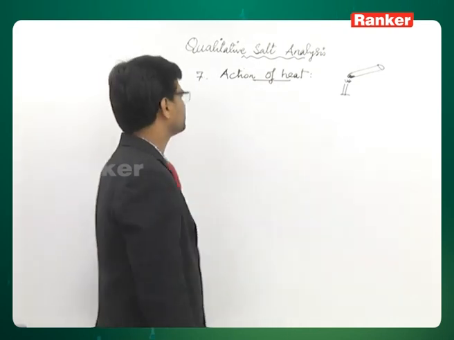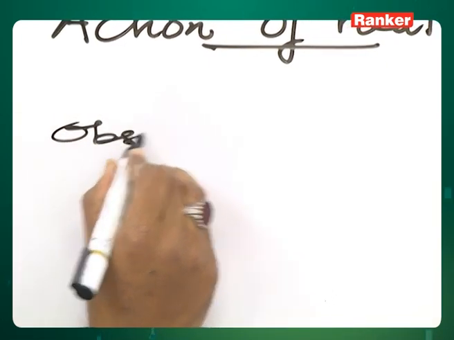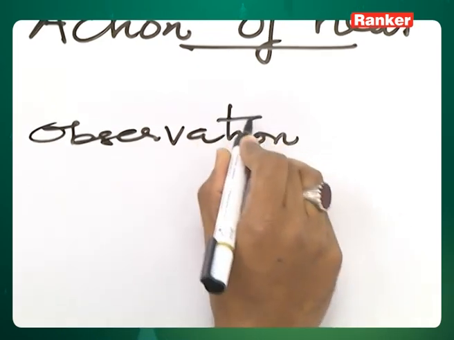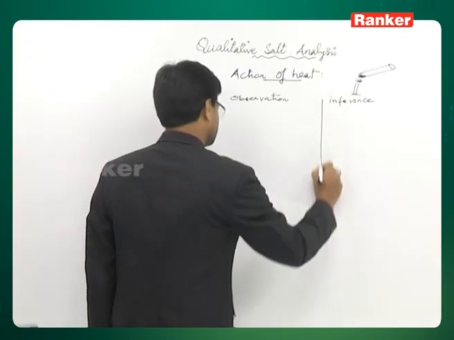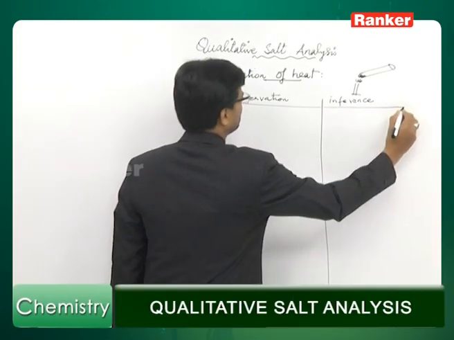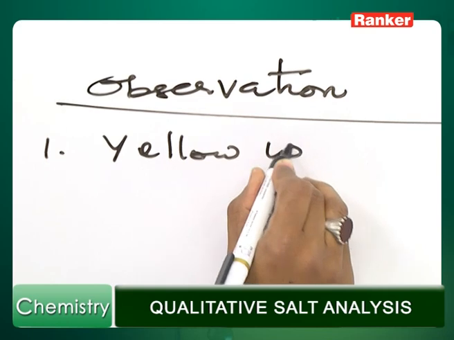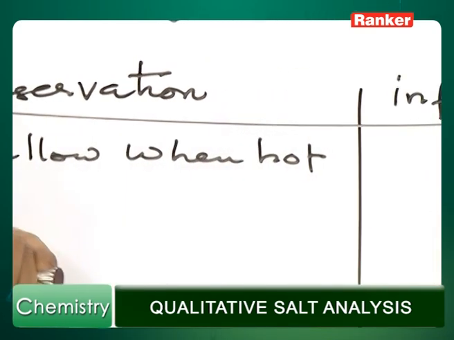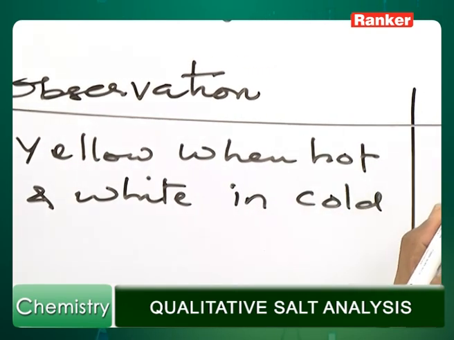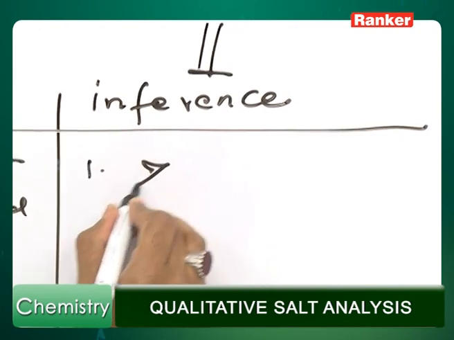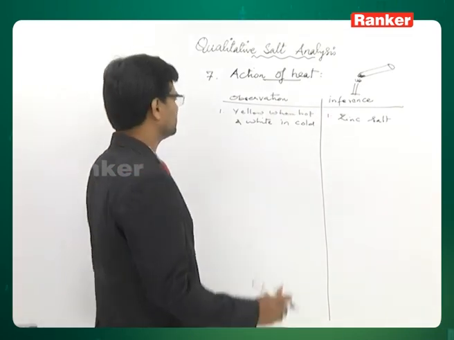Action of heat. We'll have two columns here: observation, inference. First observation: yellow when hot and white when cold. The inference is it must be a zinc salt. This type of behavior is shown by zinc salts.